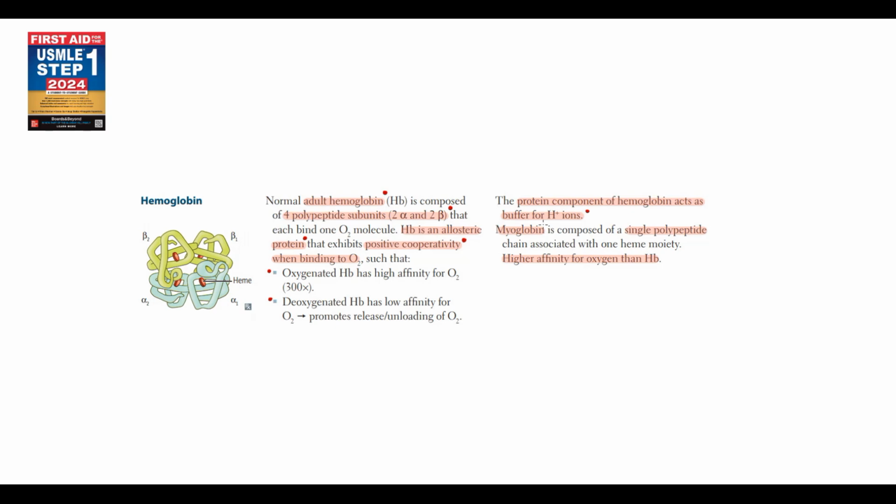Also, we have to know that myoglobin, which is a specific protein that binds oxygen in our muscles, is a very similar molecule to hemoglobin in terms of function. But the difference is that myoglobin is composed of a single polypeptide, so it's not a tetramer, and myoglobin has significantly higher affinity for oxygen than hemoglobin.